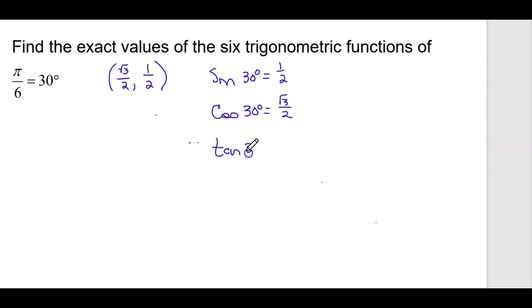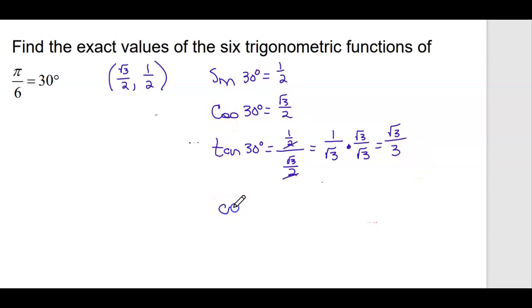Tangent of 30 degrees is going to be 1/2 divided by square root of 3 over 2. Now recall from the last video, I said if the denominators are ever exactly the same, they're going to divide out, and then you can reduce down to what's left. But in this case, we have 1 over square root of 3, so we want to rationalize that. Multiply top and bottom by the square root of 3, so this is going to be 1 times the square root of 3 divided by the square root of 9, which is just 3.